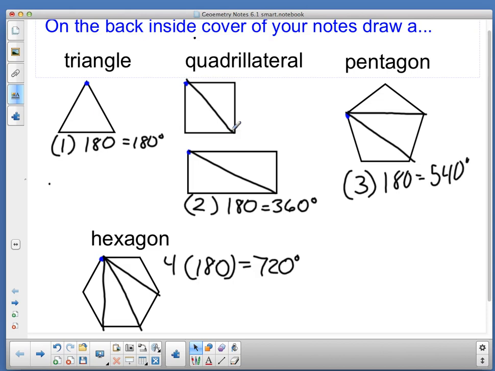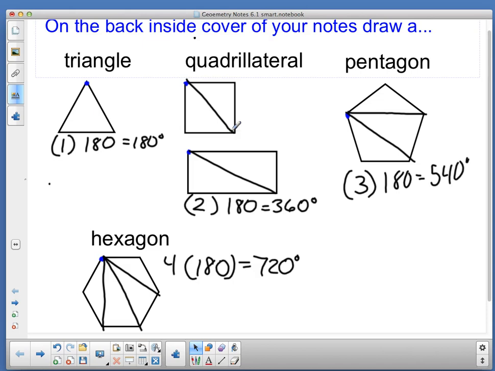But it comes down to the fact, I don't want you to have to come up with a table to just figure out how many total degrees there is. There's got to be a shortcut. Because if I skip a few, say, hey, how many interior angle degrees does a 102-sided figure have? You'd be like, well, geez, I'm going to be here all day doing that. Well, let's talk about it.